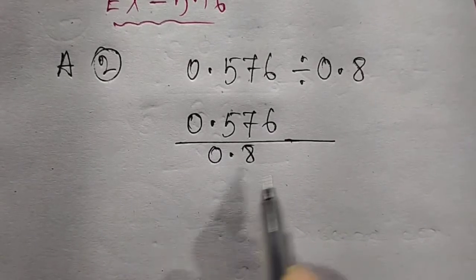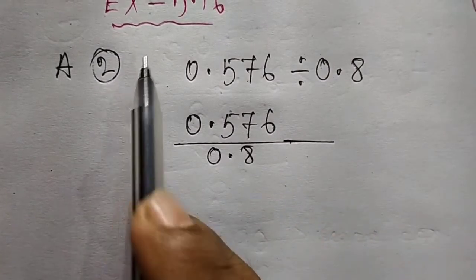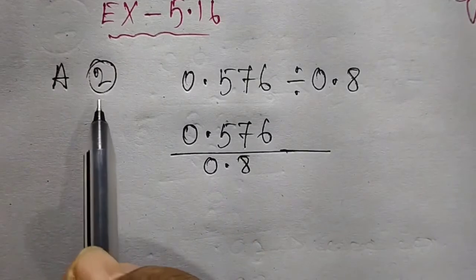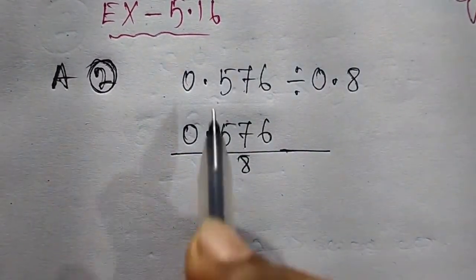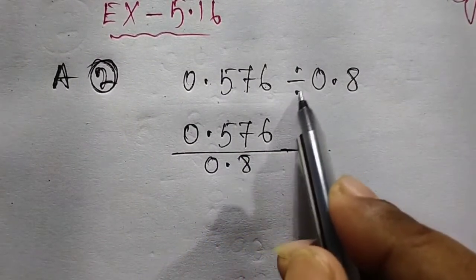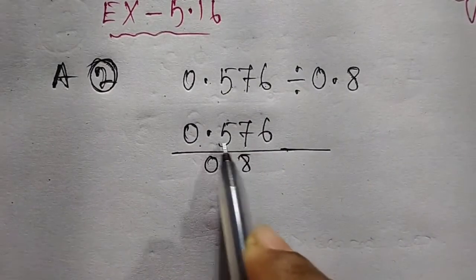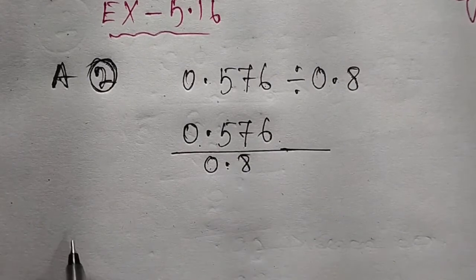Now just try to understand this method using some examples. Take a problem from exercise number 5.16 on page number 85. Take problem number 2 of A. Here is the given problem: 0.576 divided by 0.8. It can be written as the fraction 0.576 over 0.8.